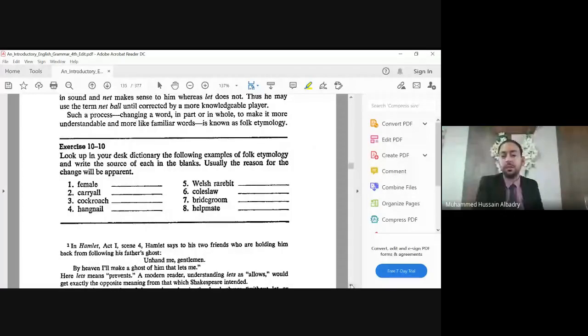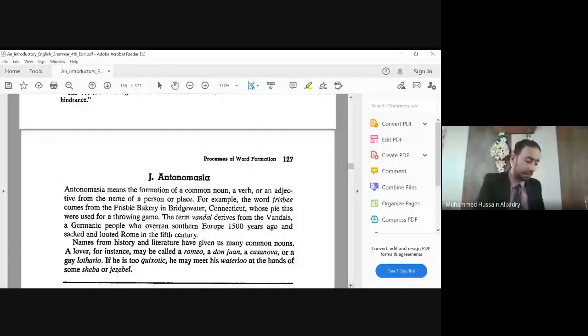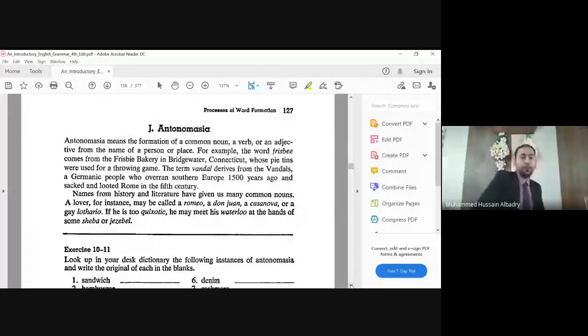Antonomasia. Okay. Another word formation process. This is very important. With antonomasia, we change some words: from noun to verb, from verbs to noun, from nouns to adjectives, from adjectives to verbs. Okay, this is the definition. Means the formation of common noun, verb, or adjective from a name of person or place.